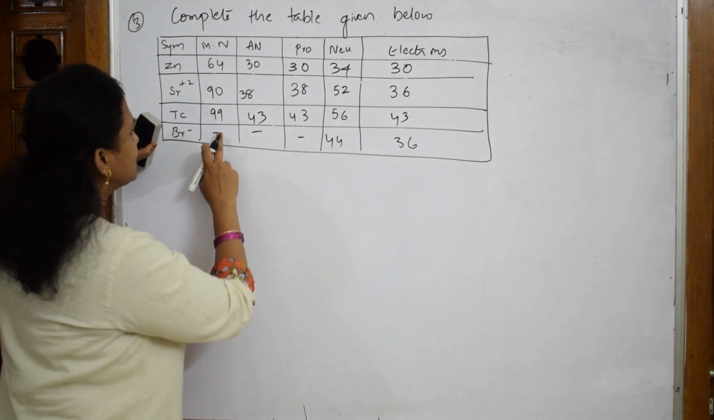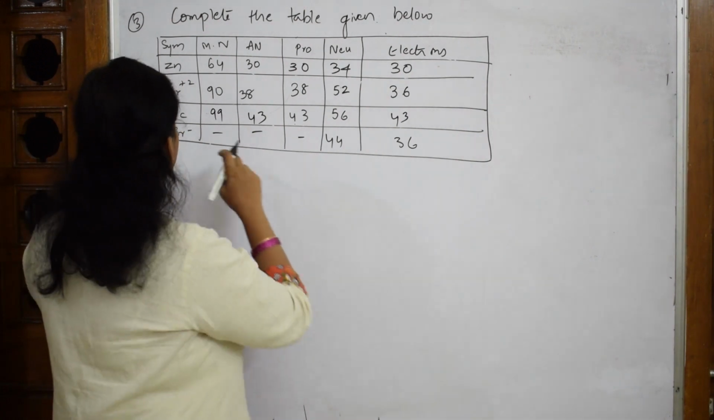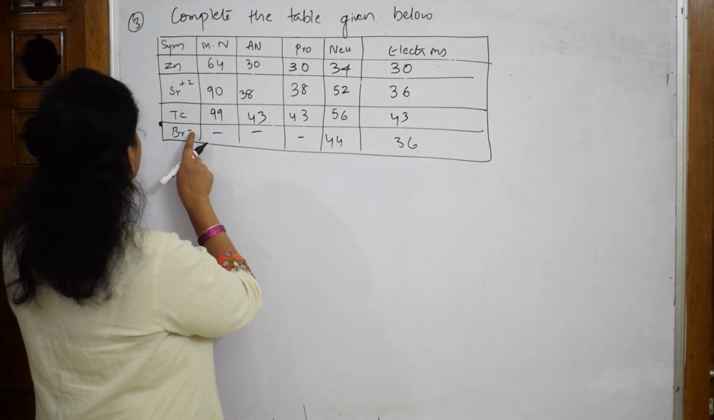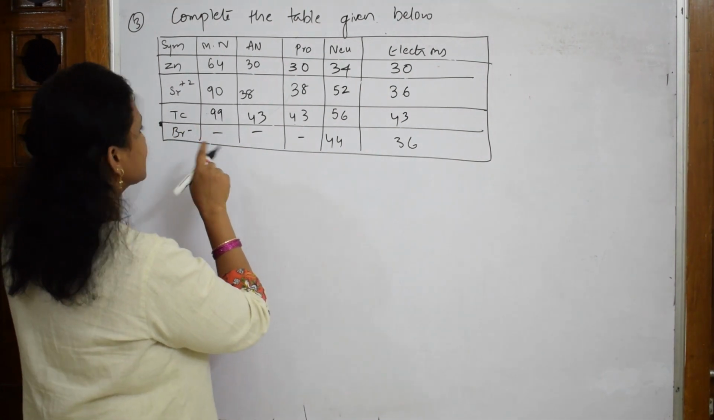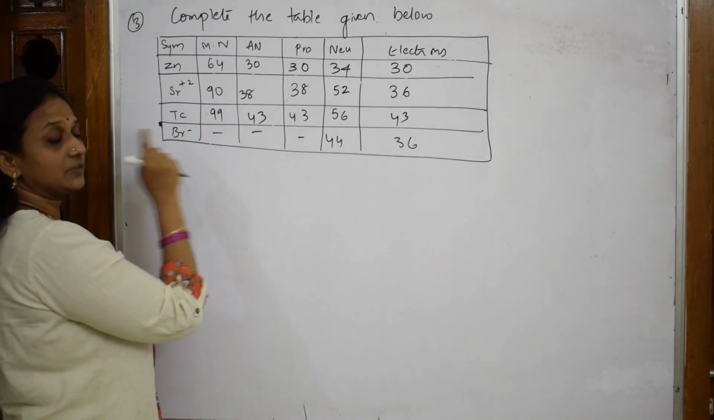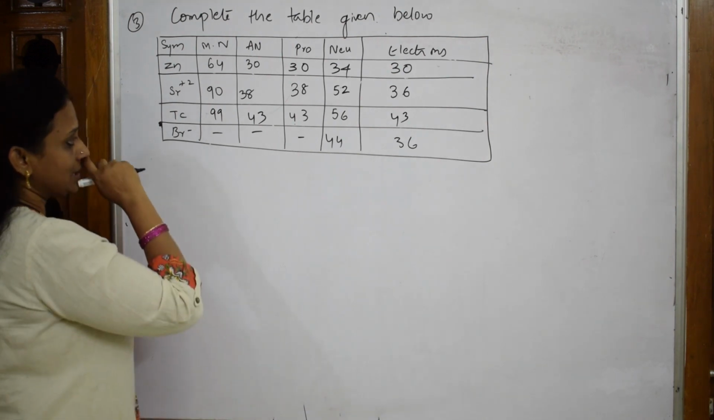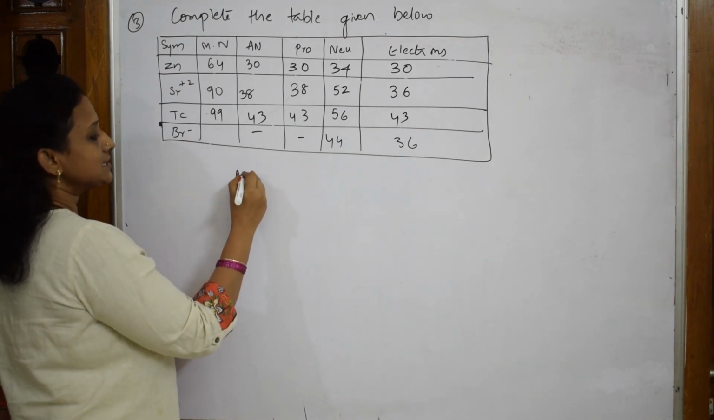Done. Now let's see this. When I have to speak about this one here, bromine, there's one charge present here. You have to be careful in this case. So here there's one extra charge, that is 1 electron excess, isn't it? So what is mass number?